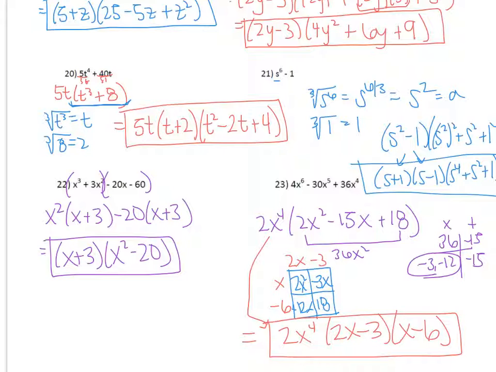So we create the box method. First term goes here, last term goes there, and then we figure out what goes on the outside of the box. And it will be a 2x minus 3 and an x minus 6. Make sure in your answer that you rewrite the GCF 2x to the 4th, then you write your factors 2x minus 3 and then x minus 6, and then that's your final answer.